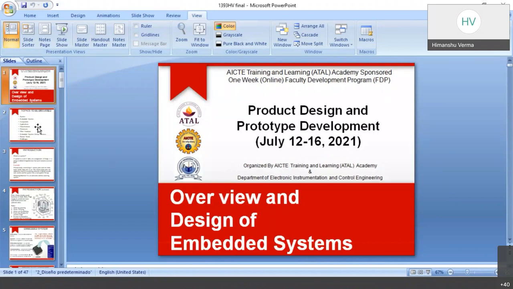My screen is visible, I hope. Yes. Please press F5, make it full screen. Yes, sir. Yes, sir, please, just a second.